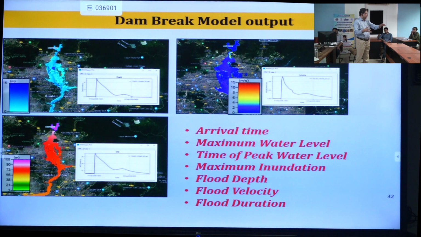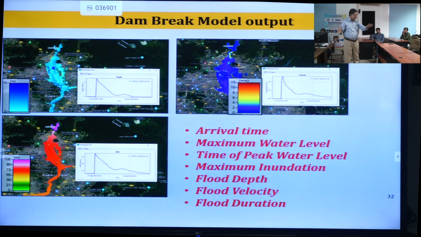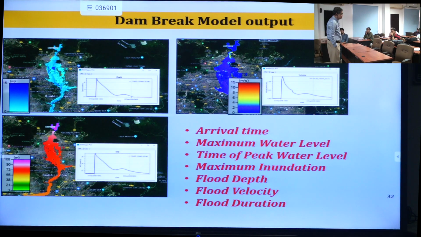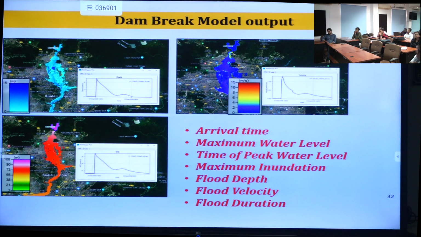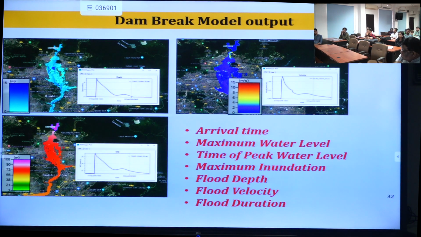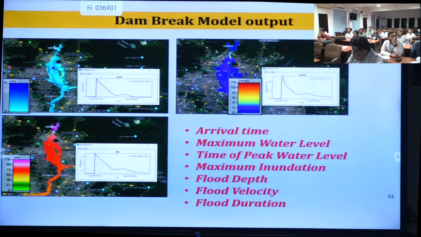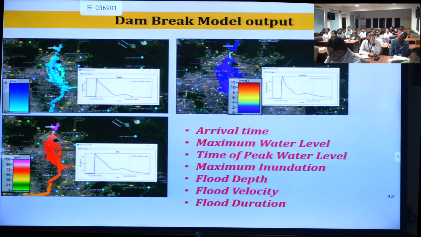For example, suppose I want to prepare the flood inundation map. What should I do? I should find out the water depth. From that, I can find out the water level, and use that water level and see in the contour map in which place it is propagating, and that is your inundation area.